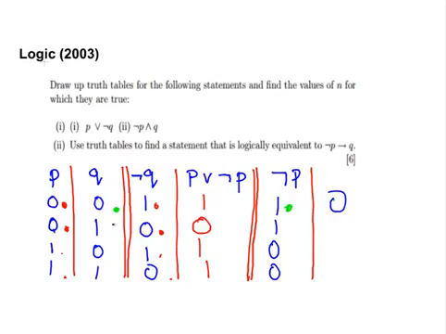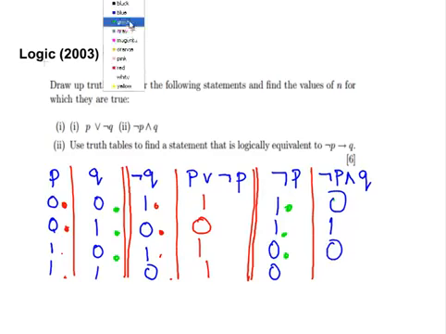Let's look at the next one. 1 and 1. Are they both 1? Yes, they are. So this is not P and Q, just to be clear about that. This one here and this one here gives us a 0. And finally, this one here and this one here gives us a 0 as well. Okay, so those are the two truth tables that we require.